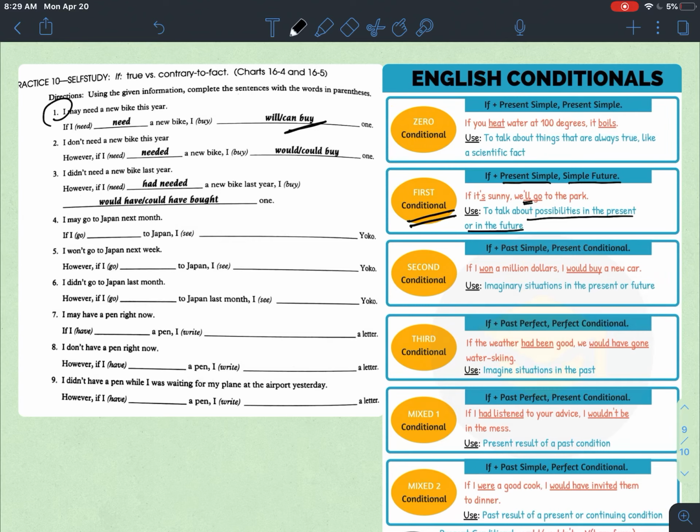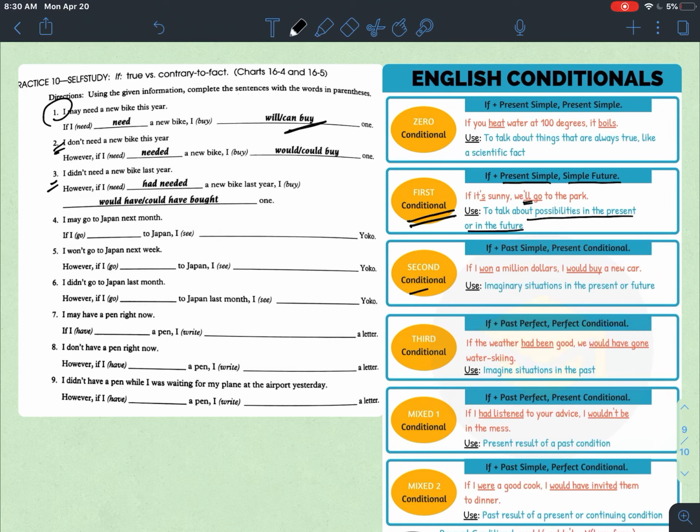Our next examples, number 2 and number 3, in this exercise that we're going to be looking at, have 2 sentences. The example says, I don't need a new bike this year. However, if I needed a new bike, I would buy one.